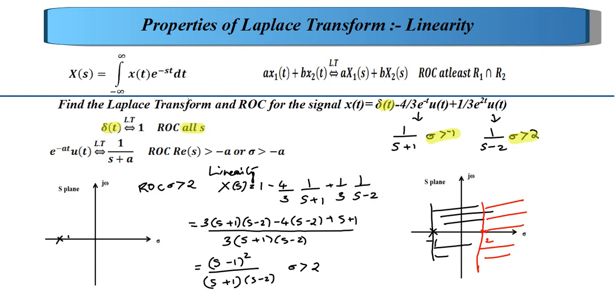And now we can see the different poles. One pole at minus 1 and another pole at 2, and you can see that a zero also exists at s is equal to 1. So at s is equal to 1 you will get 2 zeros, because it's (s minus 1) square. In the denominator, it becomes s is equal to minus 1 and s is equal to 2. So this is about the second signal. Okay, so this is the final result.